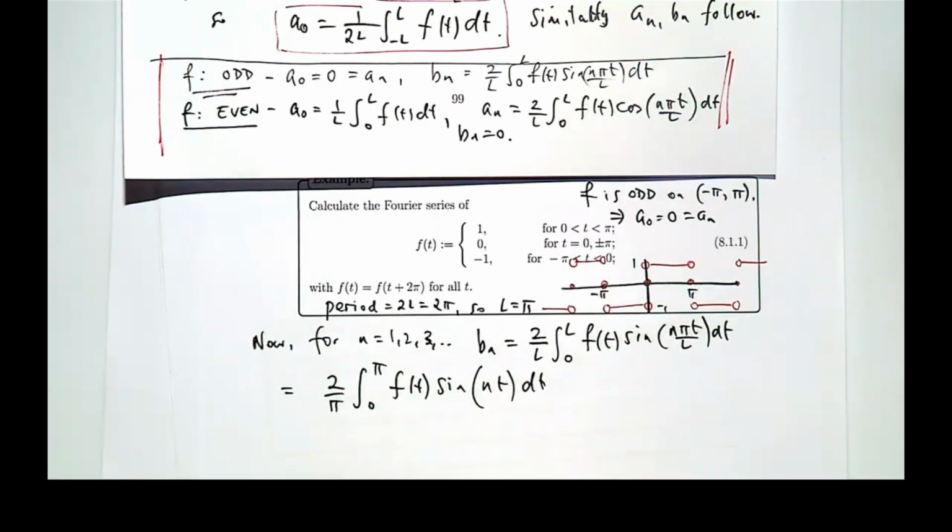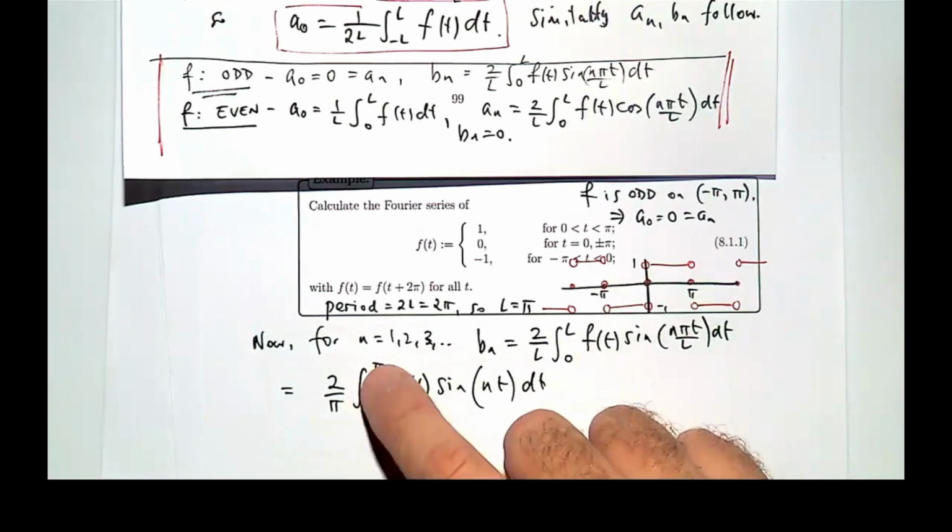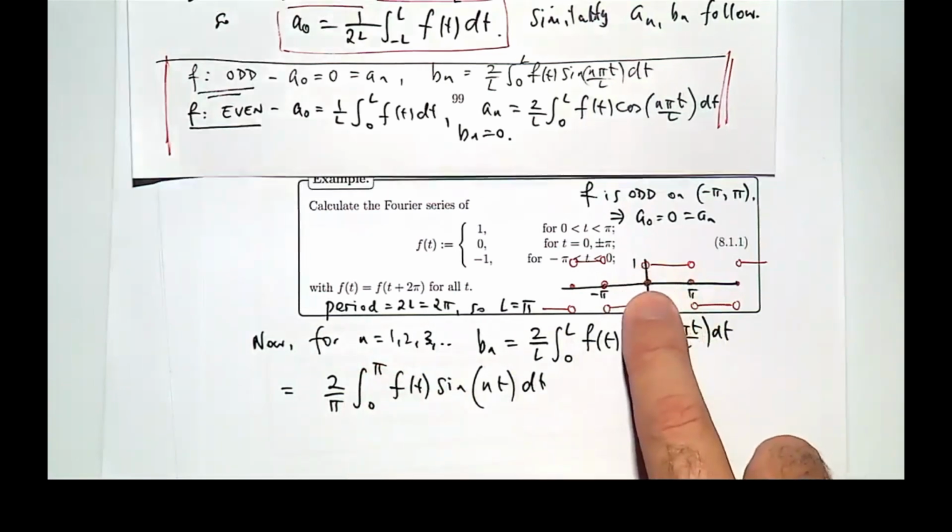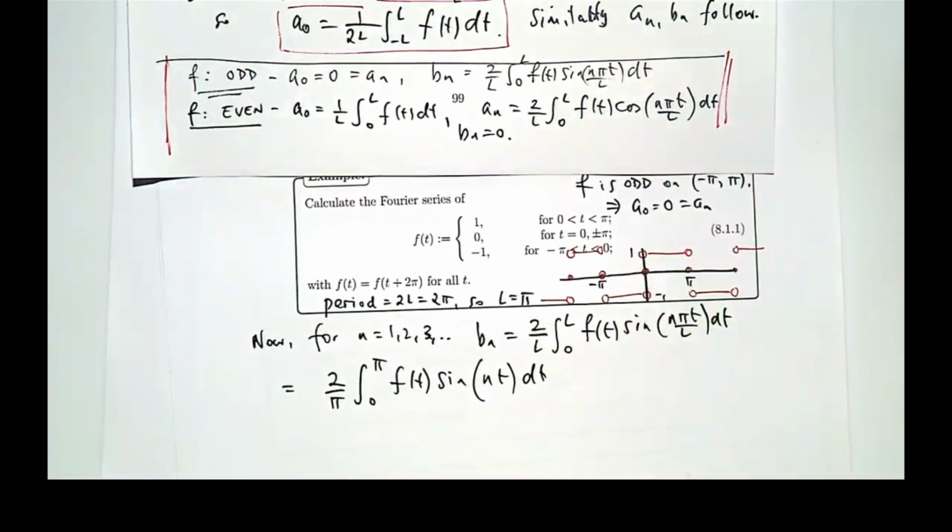Okay, so now what is f of t for t between 0 and pi? Who can tell me? I've drawn it in the graph. I've stated it as the function. It's 1, exactly. Okay, so you go, okay, this is my interval of interest. From 0 to pi, the function's just 1.